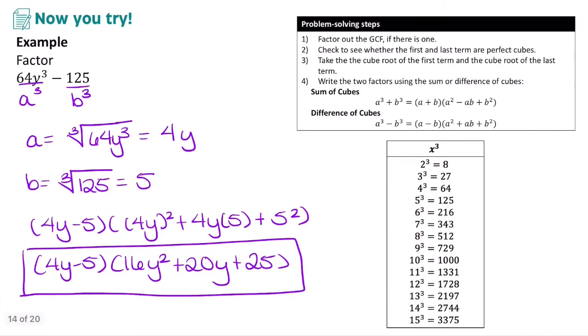So in this one, we have 64y cubed minus 125. So the cube root of 64y cubed is going to be 4y. So that's our value of a. The cube root of 125 is going to be 5. So that's the value of b. So when we plug this into now the difference of cubes factoring pattern, we get 4y minus 5 times 4y squared plus 4y times 5 plus 5 squared. So that gives us 4y minus 5 times 16y squared plus 20y plus 25.